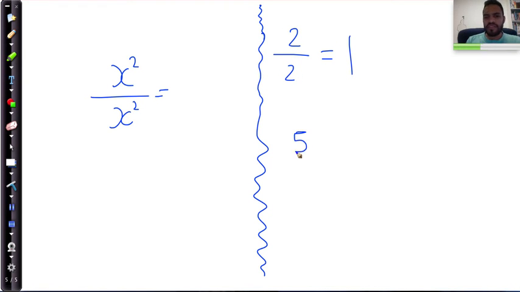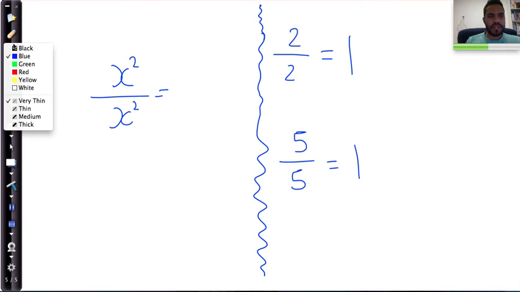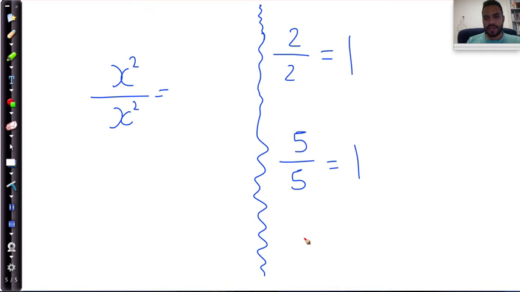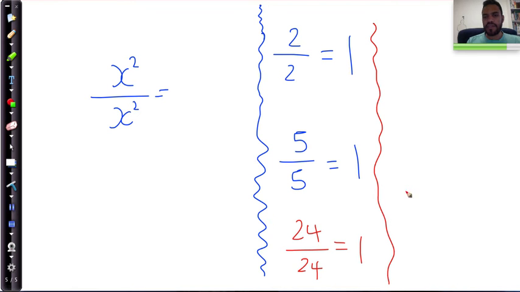And what about 5 divided by 5? The answer is 1. What about 24 divided by 24? Well, 24 goes into itself once. And if I look at similar examples, I could say, what about heart divided by heart? It's going to be 1. Clearly you can see that if I cancel out the hearts, I get a solution of 1, which means x squared divided by x squared must also be 1.